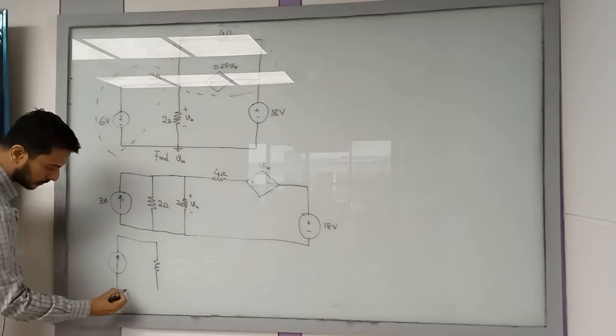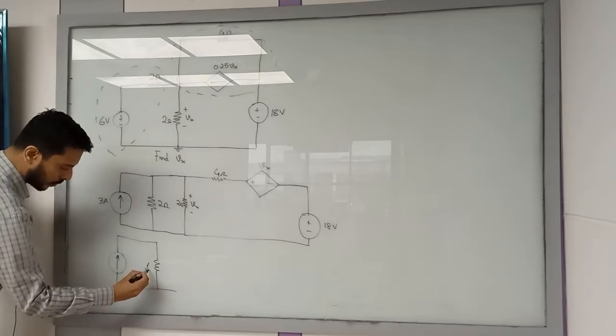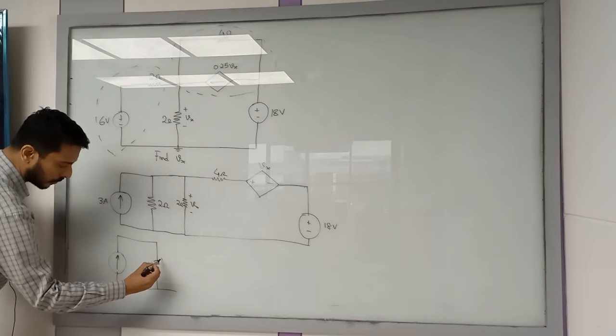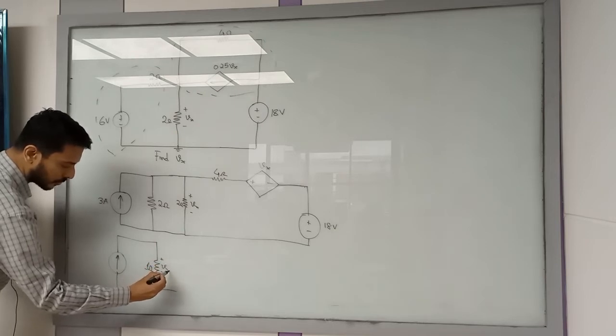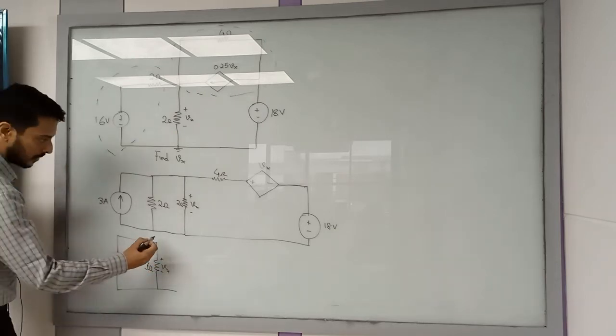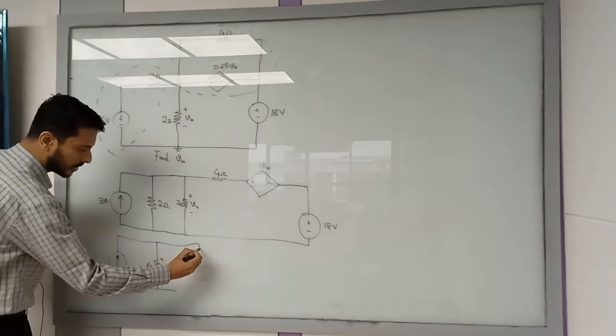Resistor, which is 1 ohm, and the voltage present will be Vx. And you have a similar circuit.